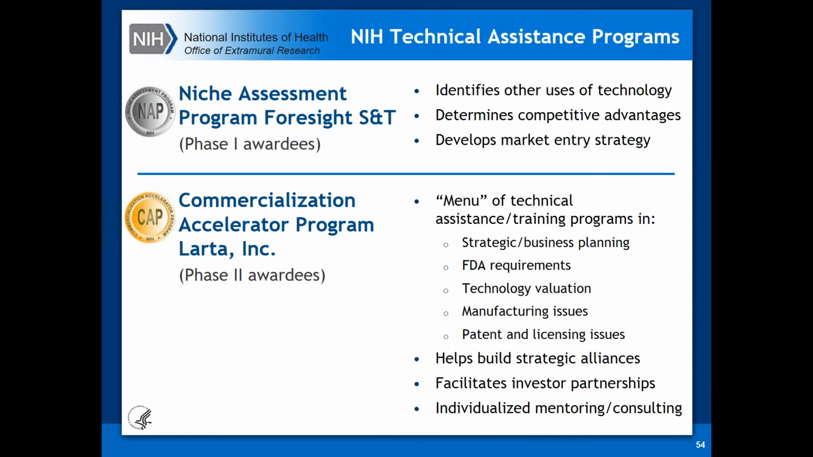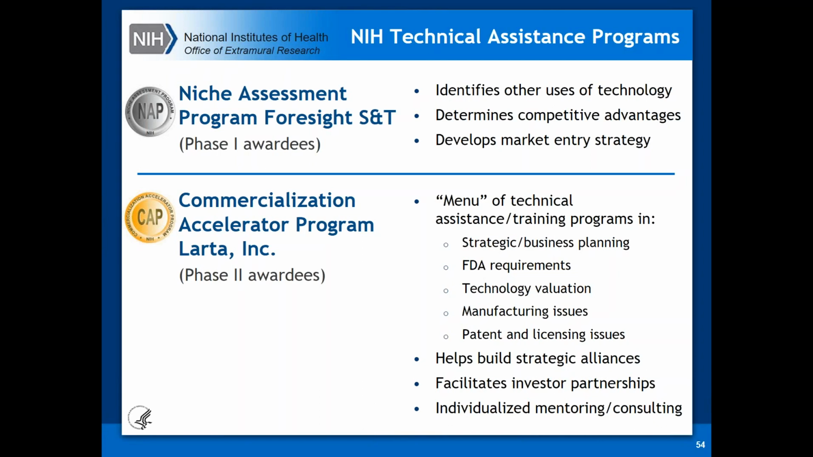Now for Phase 2 awardees is the Commercialization Accelerated Program, or the CAP program. There are various things encompassed in the CAP program. We have assistance in strategic business planning, FDA requirements, CMS, reimbursement issues, technology evaluation, manufacturing issues, patenting and licensing issues. We help build strategic alliances, or teach you to, facilitate investor partnerships, and individualized mentoring and consulting.